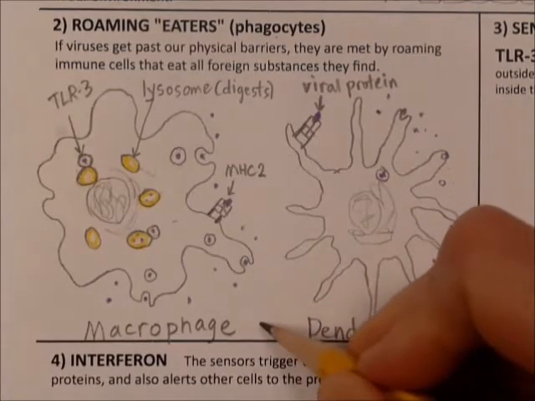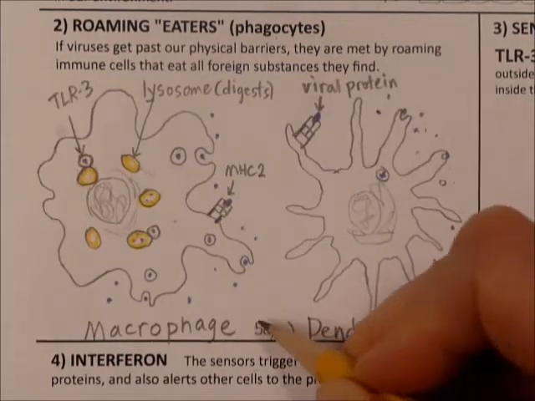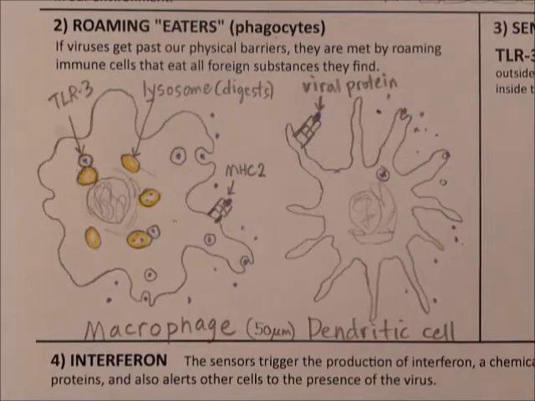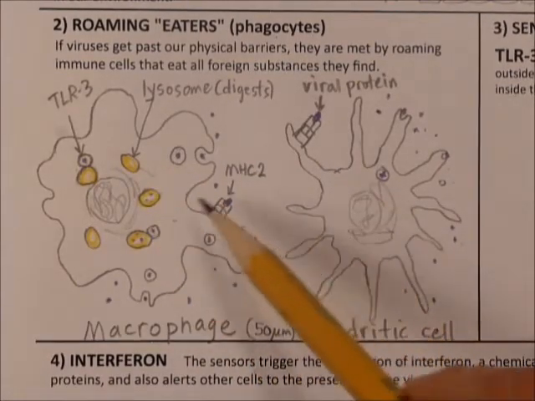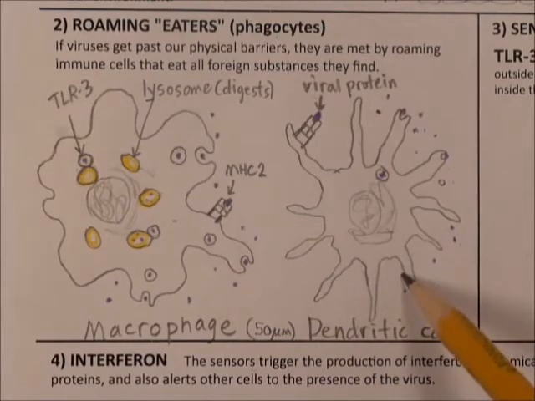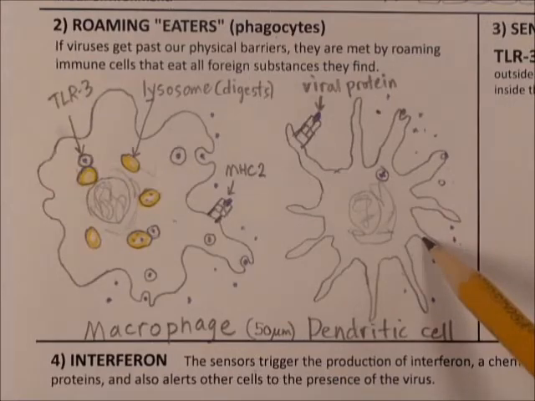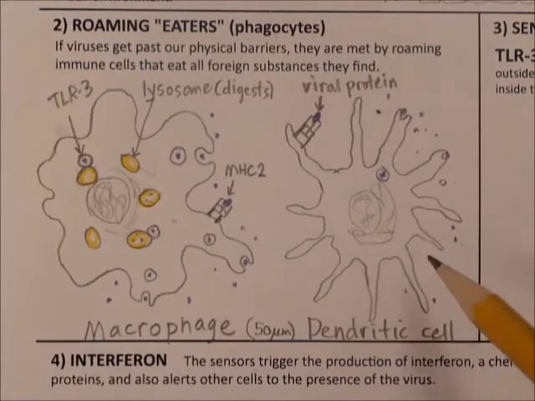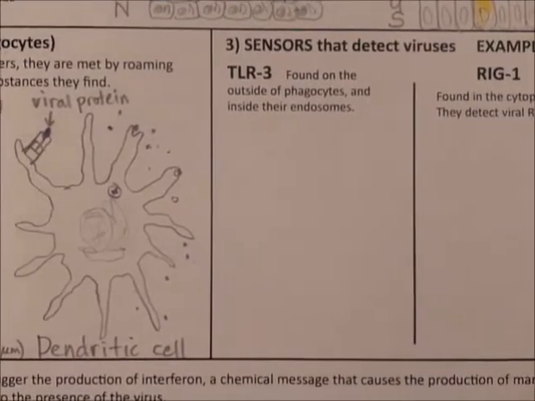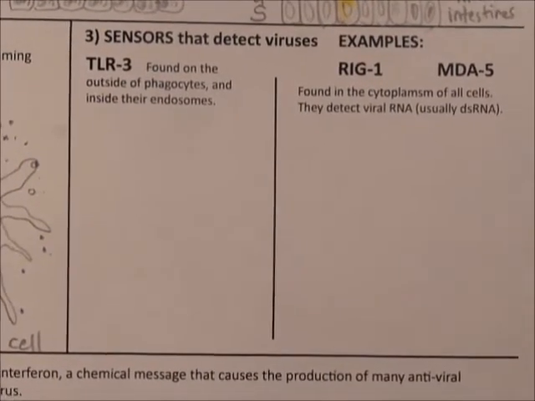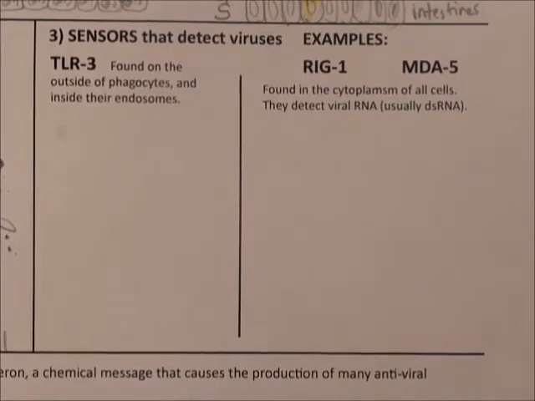So these guys are about, you don't have to write this, but if you want to remember, 50 microns in size. So what's going on here isn't specific to any particular virus. These things just gobble everything in their path, whatever it is. So again, this action would be part of your non-specific or innate responses. So let's move over here and see another aspect of your innate or non-specific system.